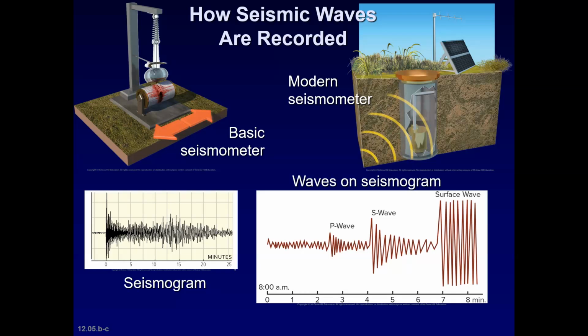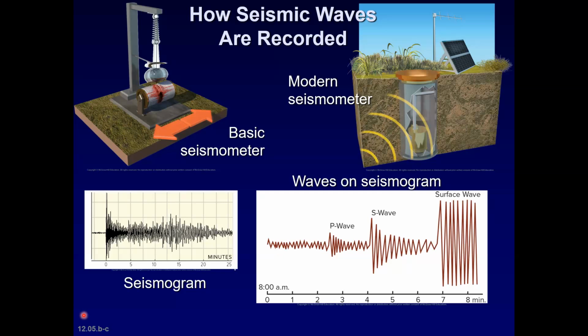So there are 3 main seismic waves of concern. P waves, which are compression waves, S waves, which are shear waves, and then surface waves. And although P and S waves originate and move away from a fault rupture at the same time, the P wave is faster, so it's going to be recorded first by the seismometer.